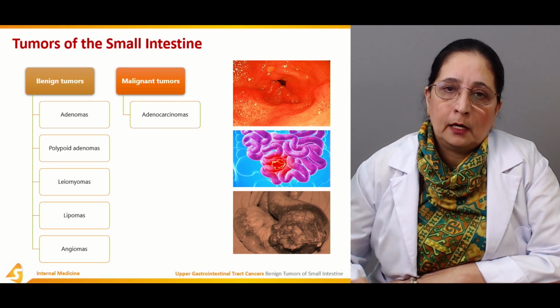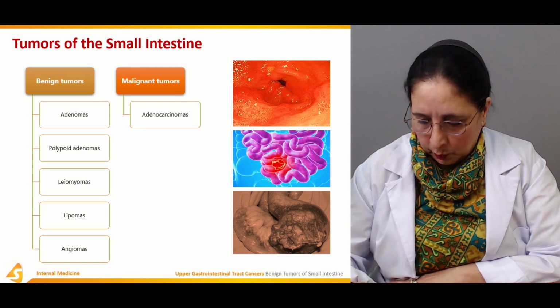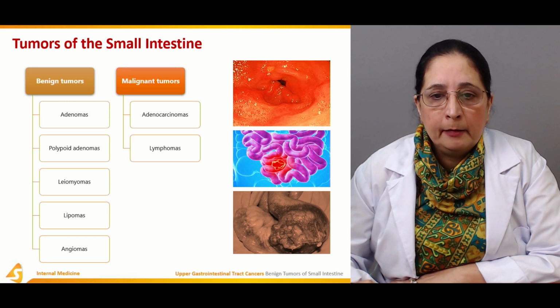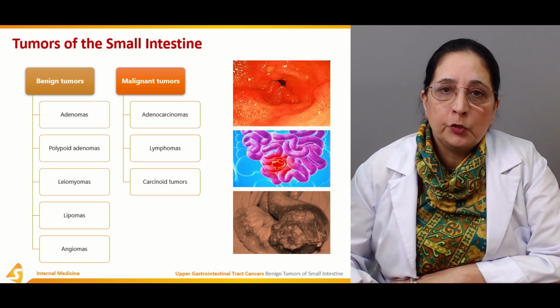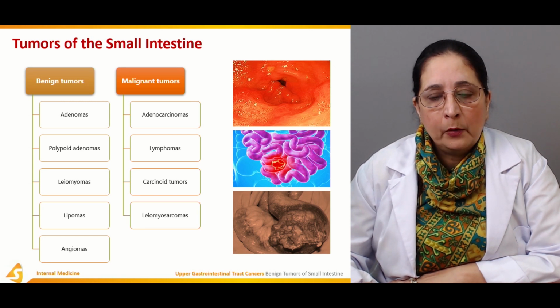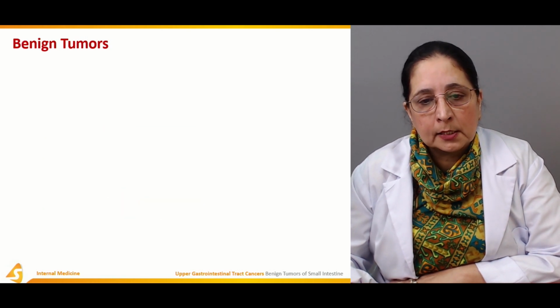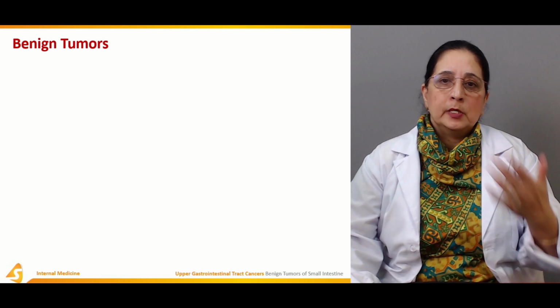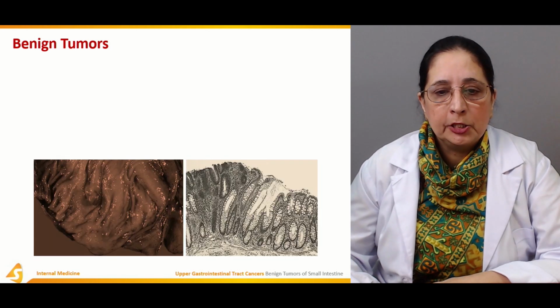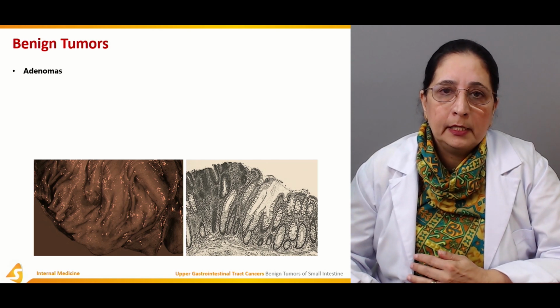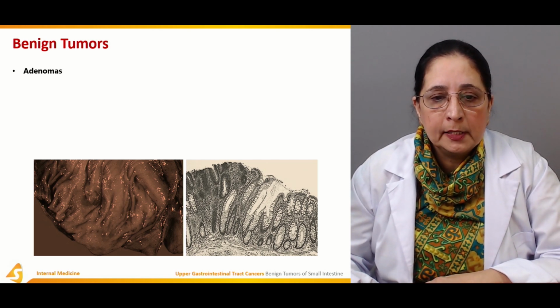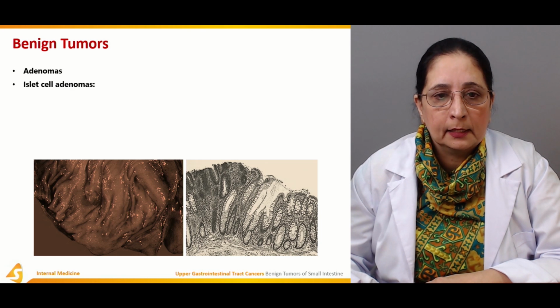Malignant tumors are adenocarcinoma, lymphomas, carcinoid tumors, and leiomyosarcomas. Let's go over the benign tumors first. Adenomas. Adenomas are the benign tumors of the small intestine.